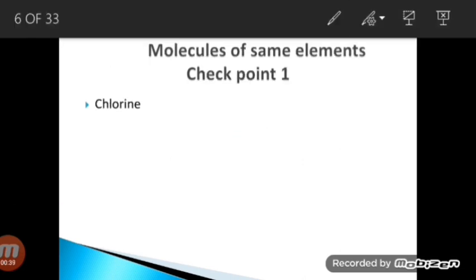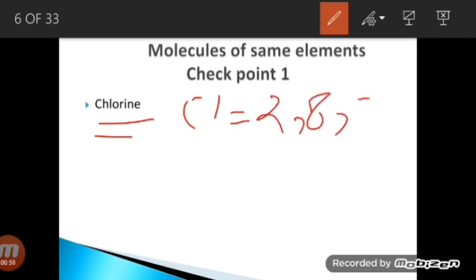Here is checkpoint 1, which is chlorine. Formation of the chlorine molecule is dependent on sharing of electrons. A chlorine atom has 7 outermost electrons. We all know that because there are 7 electrons in the outermost orbit of chlorine. Chlorine has electronic configuration 2, 8, 7 as its proton number is 17. So this is its electronic configuration.